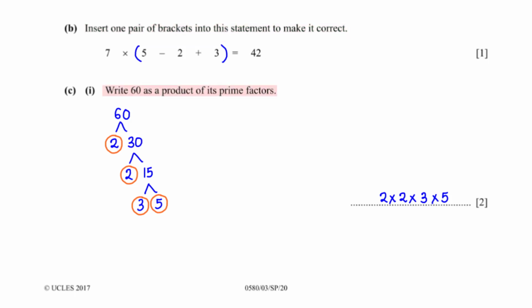Write 60 as a product of its prime factors. 60 can be written as 2 times 30. 2 is a prime number, so we circle it. 30 can be written as 2 times 15. 2 is a prime number, and so we circle it. 15 can be written as 3 times 5. 3 and 5 are both prime numbers, so we circle them. And so if we want to express 60 as a product of its prime factors, that is equal to 2 times 2 times 3 times 5.